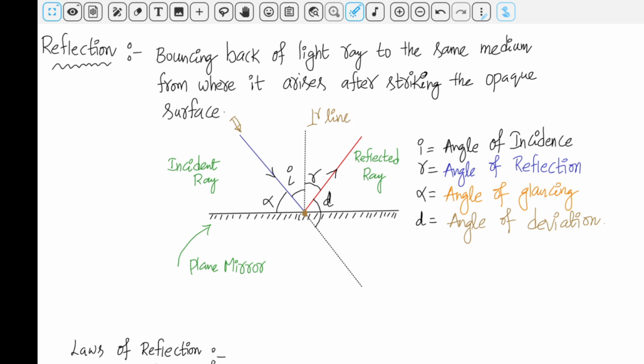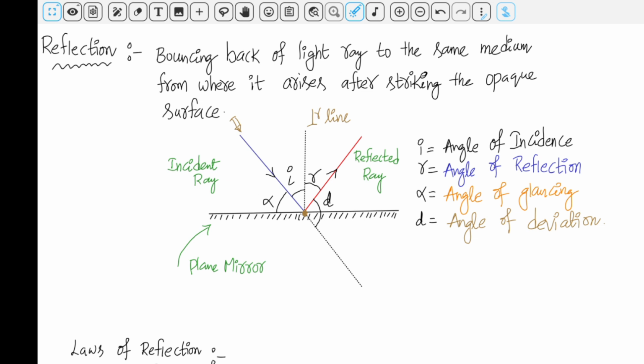Now what is the angle of glancing? Alpha is called the angle of glancing. The angle made by the incident ray, or sometimes we call the reflected ray also. So the angle made by the incident ray with the plane mirror is called the angle of glancing.